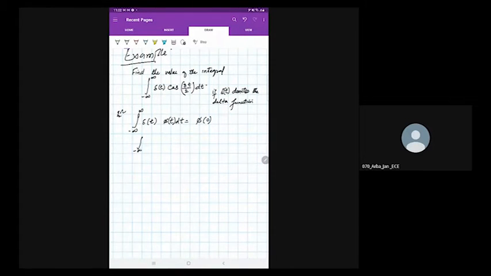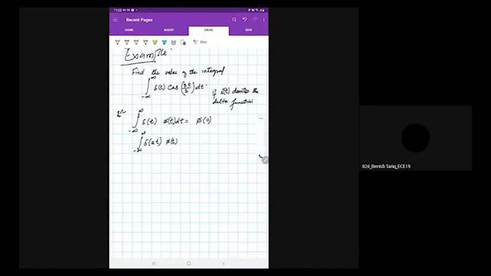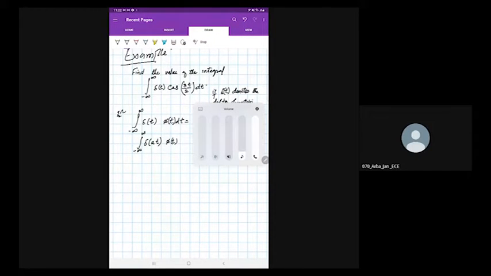Similarly, we have a general integral. If we have delta of at... Sir, your voice is not clear, it is very low. Is it fine now? Yes sir.